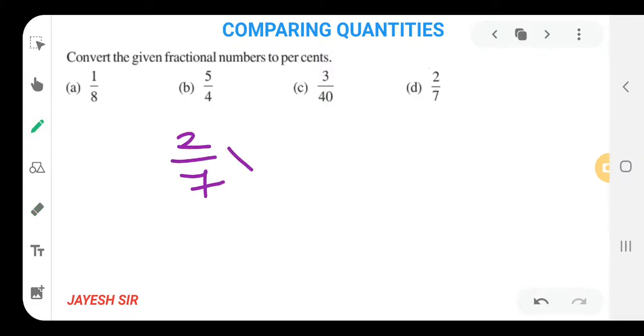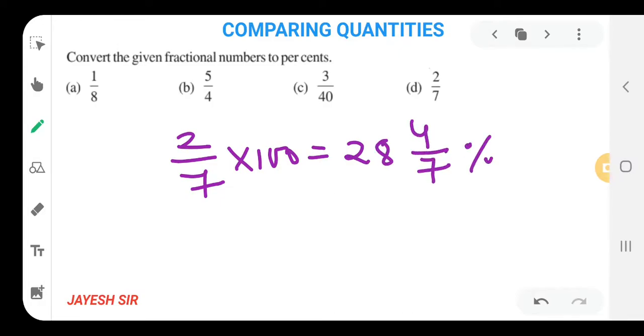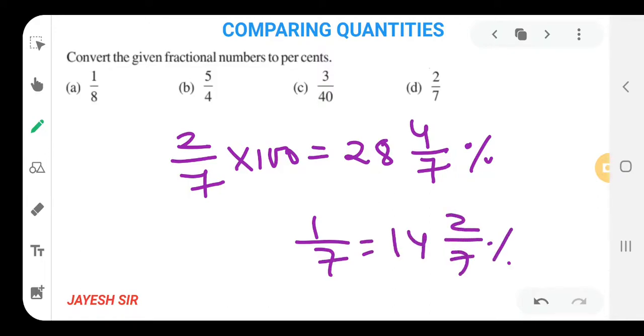2 by 7 into 100. After dividing you are going to get the answer as a mixed fraction. Directly I am writing 28 4 upon 7. Because I know that 1 upon 7 is equal to 14 integer 2 upon 7, so 2 upon 7 is 28 4 upon 7. I hope you all are getting it.